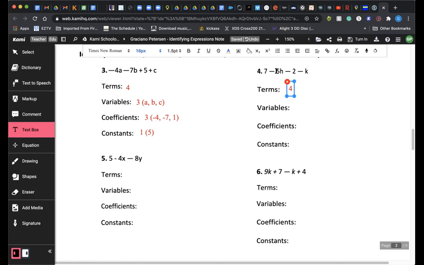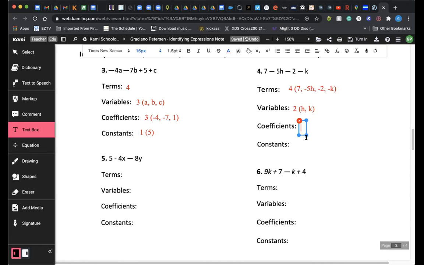All right, so there are 4 terms here. I can list them out. 7, negative 5H, negative 2, negative K. Those are all my terms. All right, how many variables do I have? 2. Okay, what are they? H and K. Good.